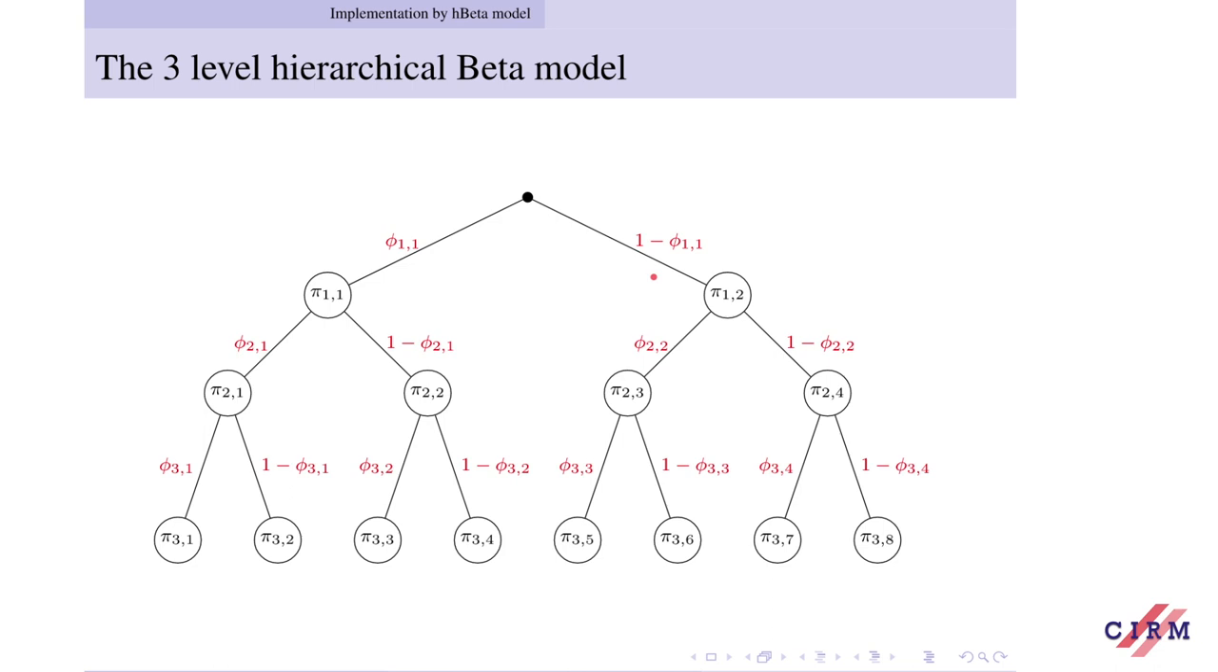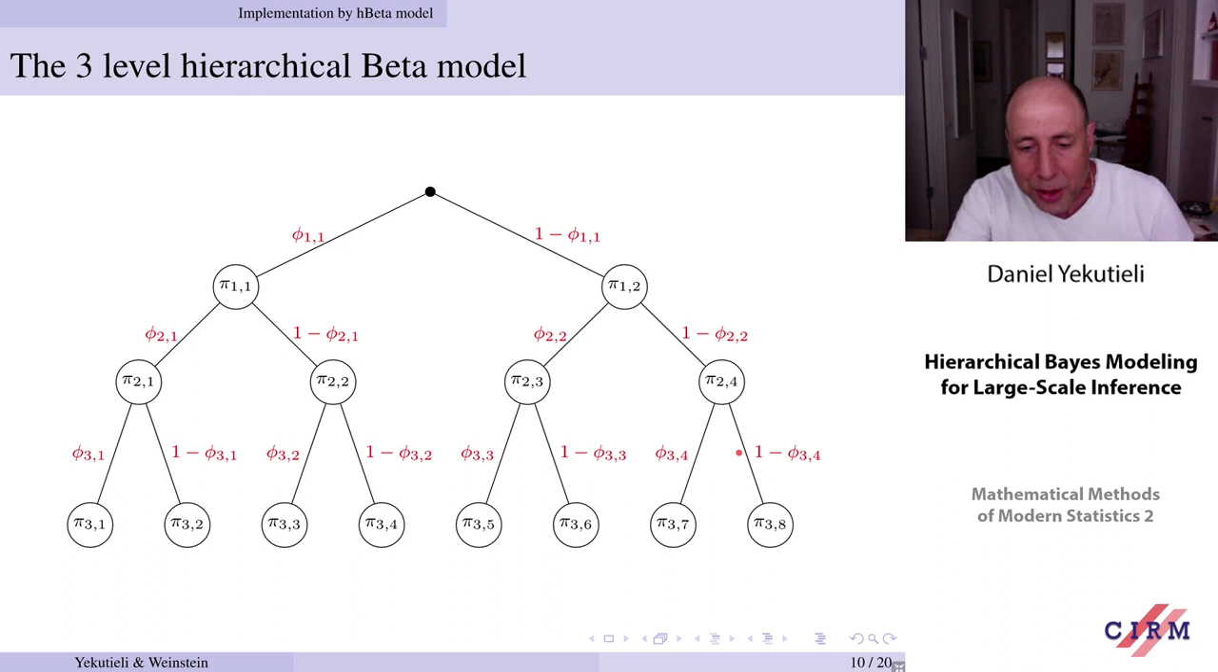So what these phis govern is how much weight I give to each subinterval. In this case, the tree has three levels, so we actually take the entire support from here to here and cut it up into 8 parts. The probability we give to this first subinterval is pi 3,1. The probability we give to the next subinterval is pi 3,2, etc.